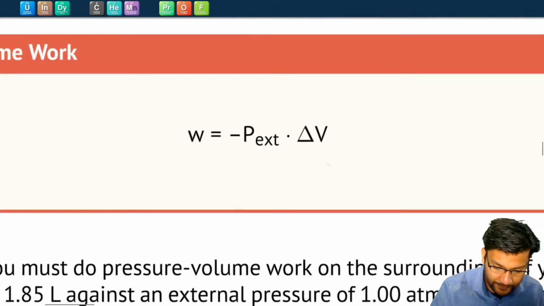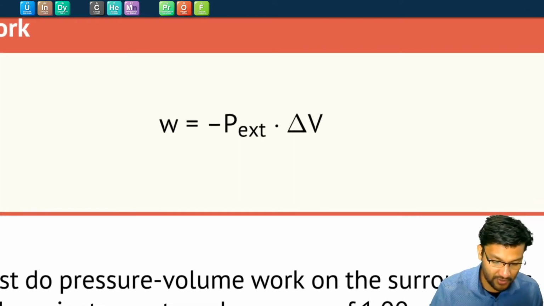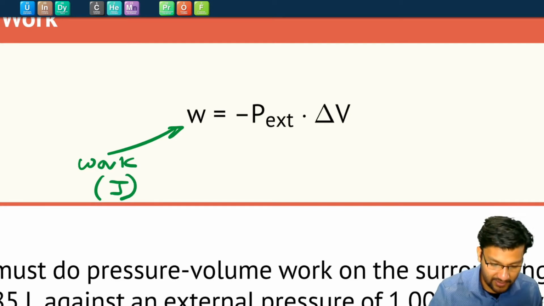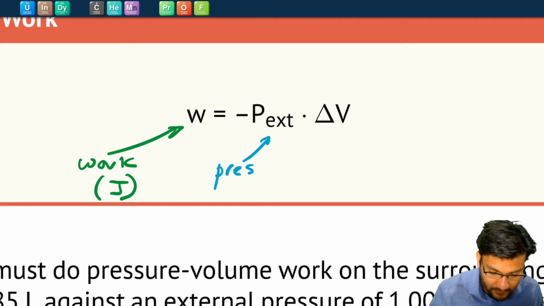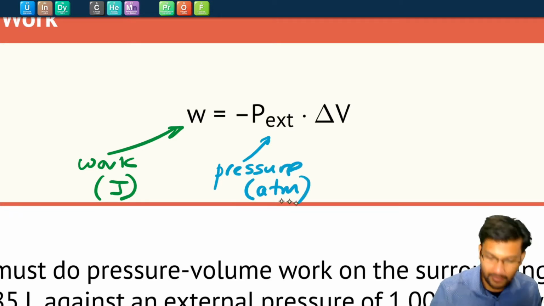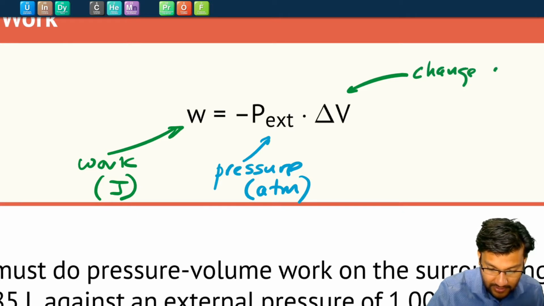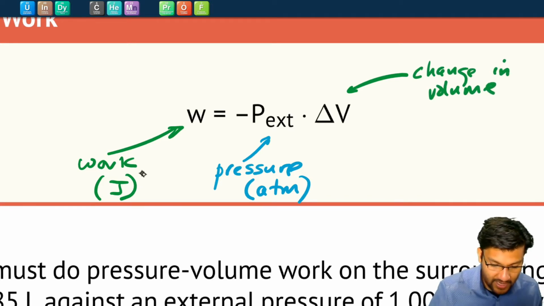And the one type of work that I want us to focus on is what we call pressure volume work, where the work done, in units of joules, just like energy, just like heat transfer, is going to be negative the external pressure, meaning the pressure external to the system. So this is pressure, and usually we're going to measure pressure in atmospheres, because one atmosphere is the pressure of the atmosphere around us at sea level. So it's going to be pressure in atmospheres times the change in volume. Delta always means a change, so change in volume. This kind of work happens when we have some constant pressure, but the volume is changing. And volume is usually measured in liters.